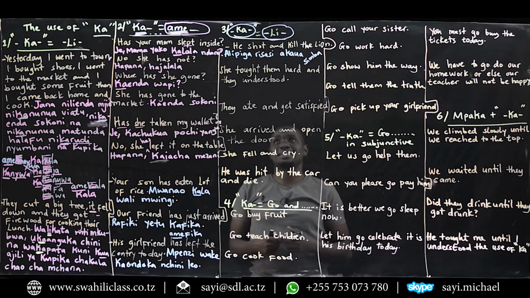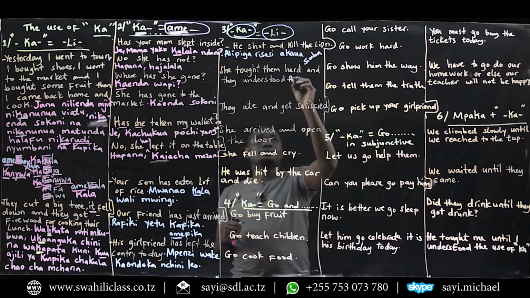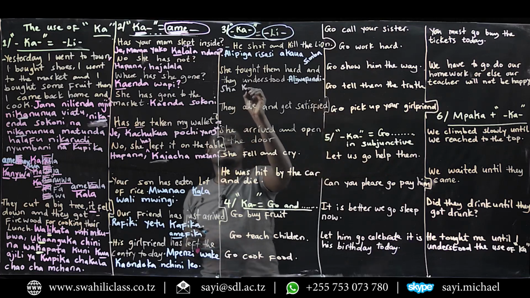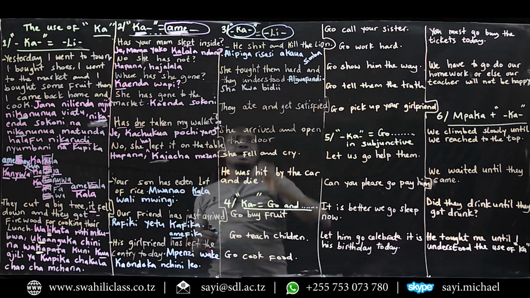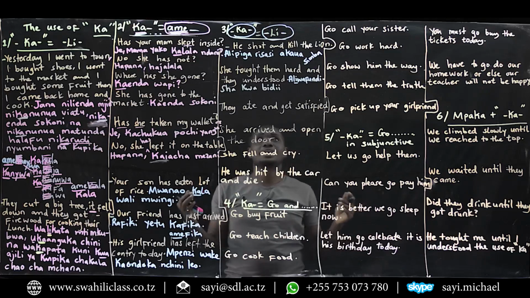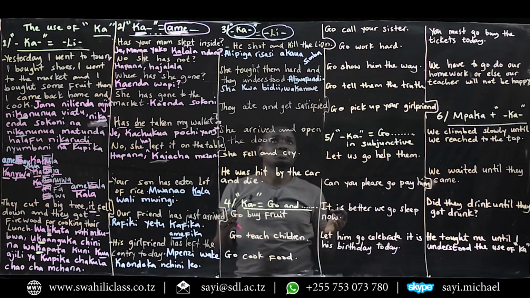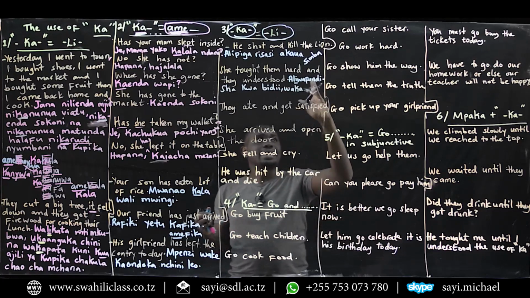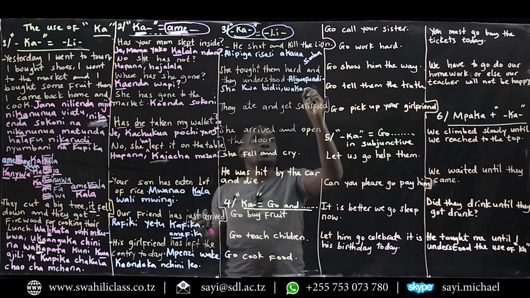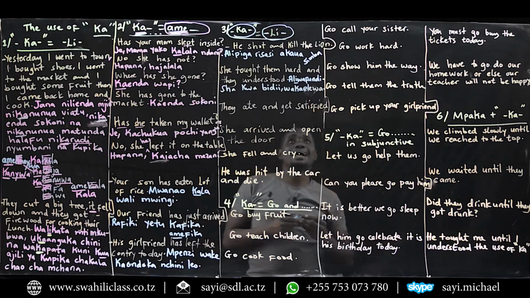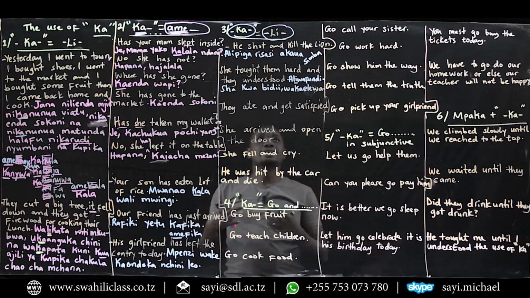She taught them hard and they understood. Ali, the first sentence with Li. Aliwafundisha kwa bidii. And they understood. Waka. They understood him, or they just understood. Wakaelewa. So, aliwafundisha kwa bidii wakaelewa. She taught them hard and they understood. You see that?